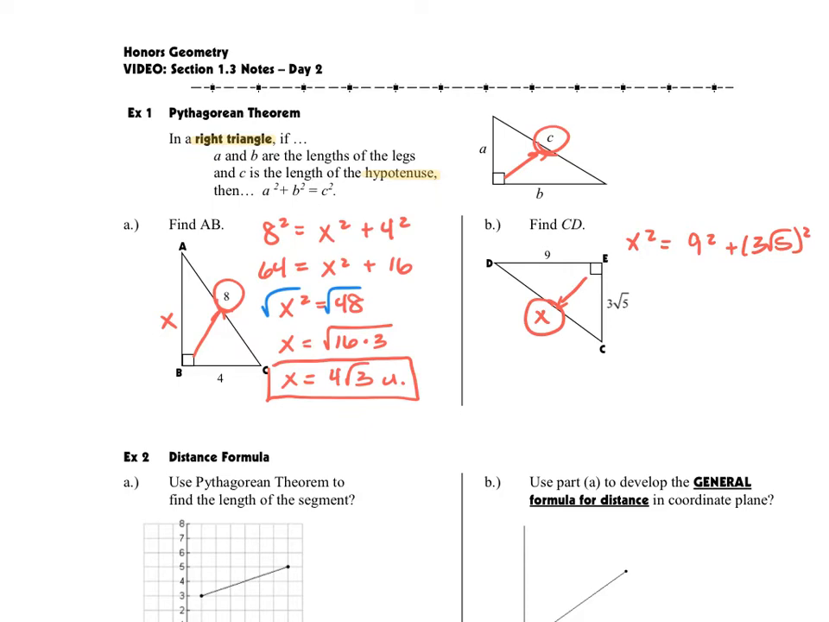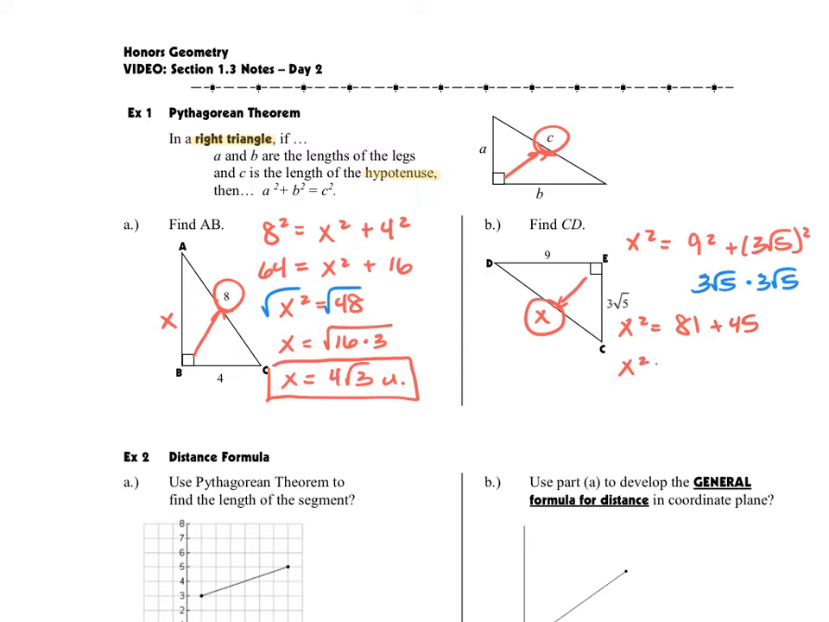Now, this problem is more challenging because we have to remember how to square that radical. So I'm still going to have an x squared. I'm still going to have an 81, and you'll notice I'm leaving a little bit of a gap here because I want to write something out. This 3 radical 5 squared means 3 radical 5 times 3 radical 5. So that means I'm going to have a 3 times 3 is a 9, and a square root of 5 times square root of 5 is 5. So what I really have is a 9 times 5, or in other words, 45.